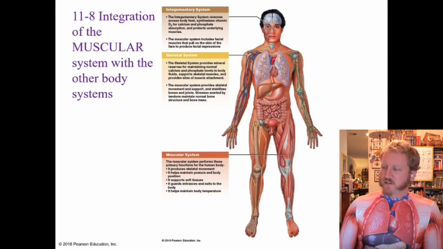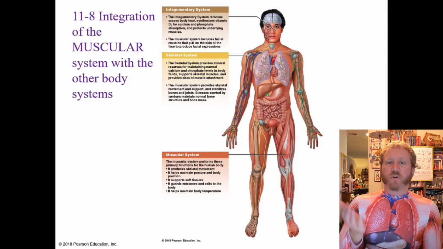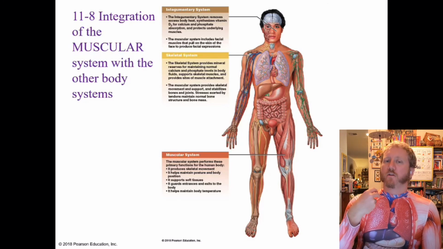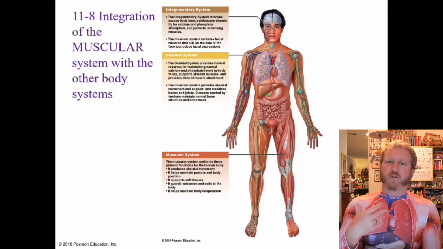To close things out a little bit, here's a diagram showing how the muscle system is going to interact with the other organ systems that we've talked about. So for example, the muscular system is going to provide support, similarly to the skeletal system. Your joints are all going to move because muscles are acting on and anchored to different bones. The integumentary system has synthesis of vitamin D for calcium and phosphate absorption. It's going to protect muscles underneath it.